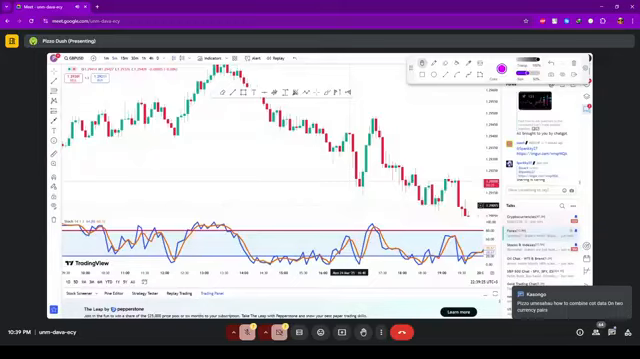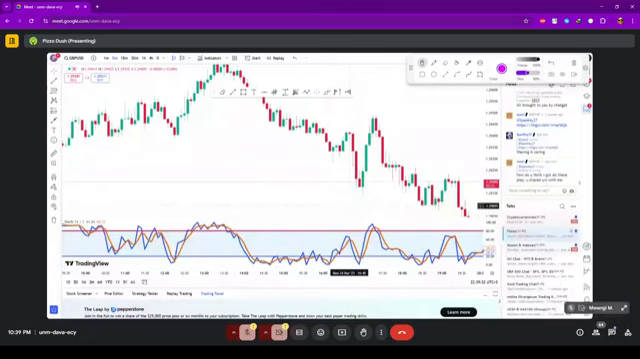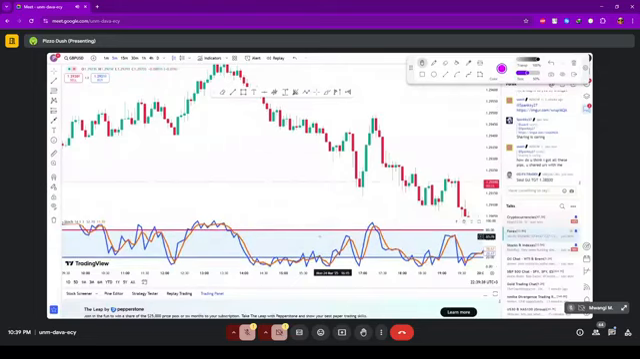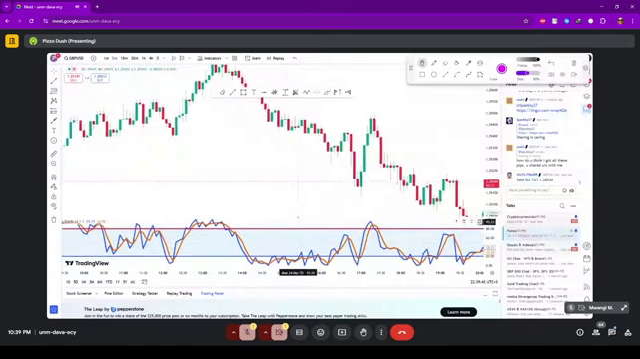About stochastics, you have said it's about 80 and 20. Below is 20, above is 80. You can highlight those lines so that you see them well.